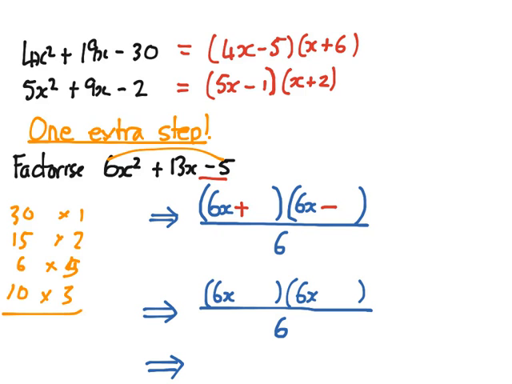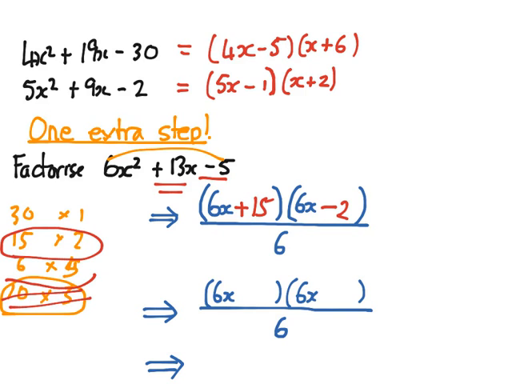We need 13. It's going to be 10 and 3: x plus 10, x minus 3. Plus 10 and minus 3 only makes 7, we need 13, so we'll cancel that one out and we'll use 15 and 2. x plus 15, x minus 2, because that gives us 13.